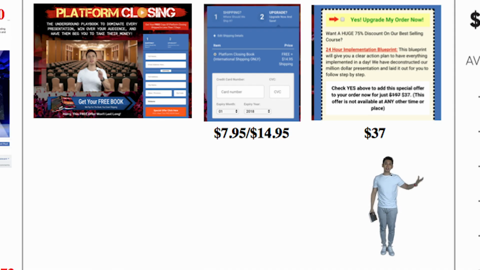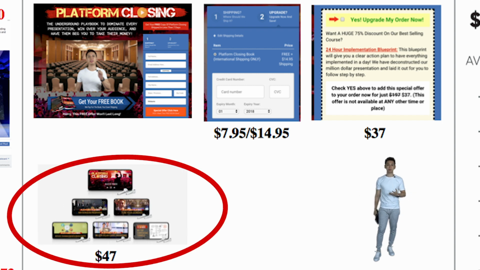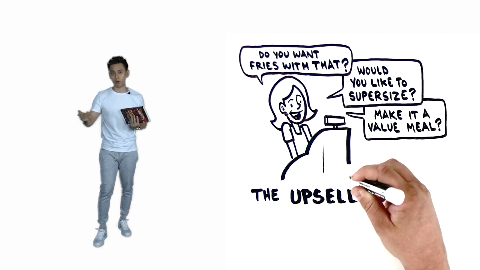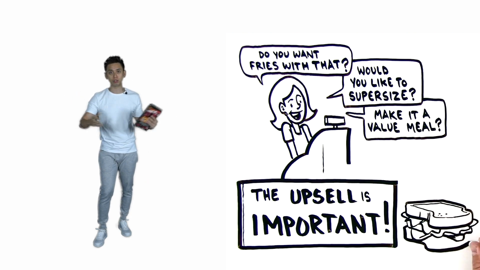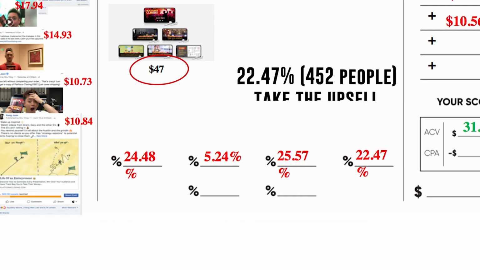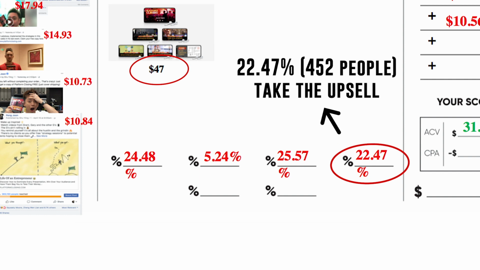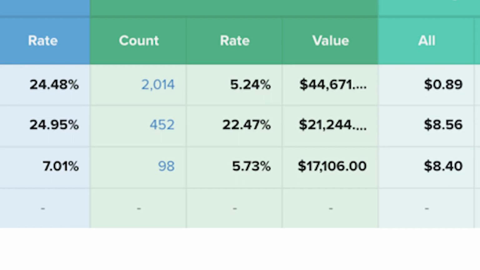Then after that, the next thing is I have an upsell. Now, what is an upsell? An upsell is like going to McDonald's where the staff is trained. Would you like fries with that? Would you like to supersize it? Would you like to go large, right? First upsell, $47, okay? After that, I've got a $197 offer. 5.73% of people take me up on that offer.